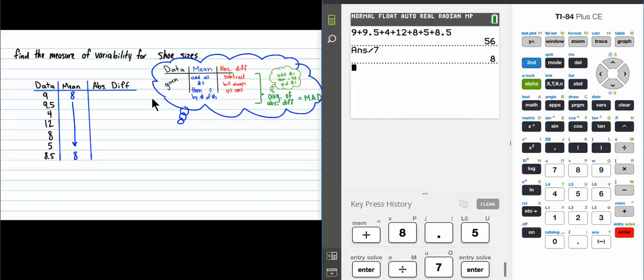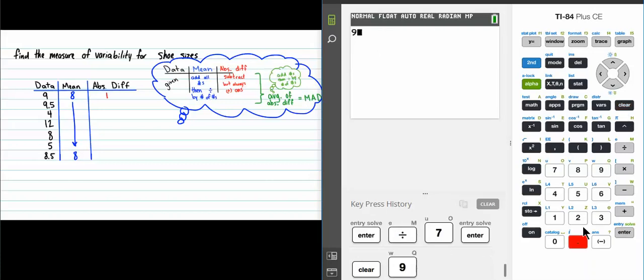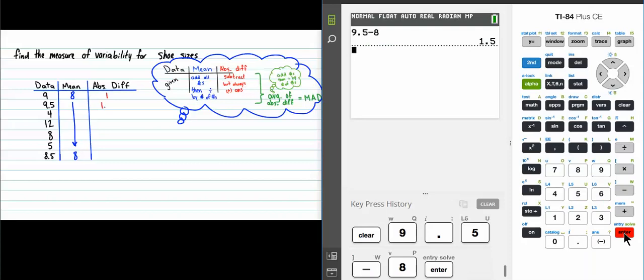Now, what I need you to do next is find the absolute difference. So you're going to subtract, but always a positive answer. So to get this number here, what's 9 minus 8? And that's pretty easy, right? That's 1. What's 9.5 minus 8? And you can use a calculator if you want. Shouldn't need to, but what's 9.5 minus 8? And I get 1.5. The next is 4 minus 8. So notice when I type it in, it gives me negative 4. But because I'm asking for absolute, even if it says negative, I'm only going to write it as a positive.